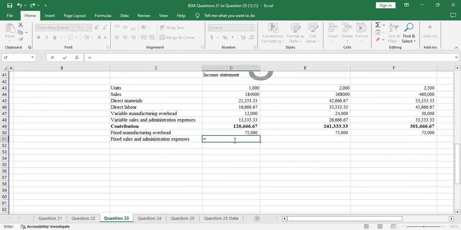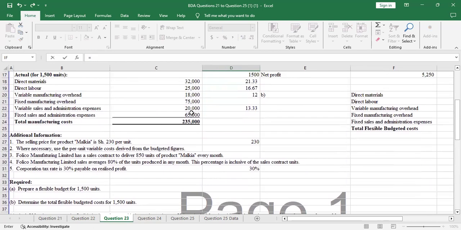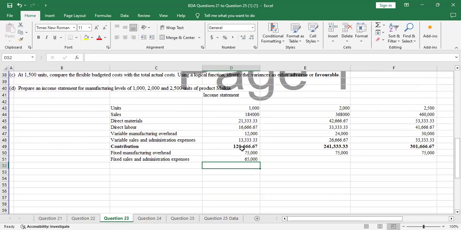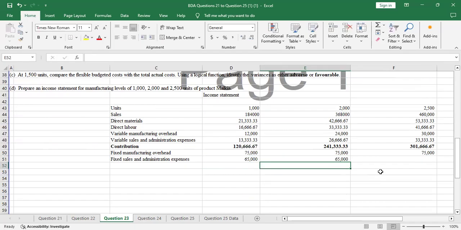For the fixed sales and administration, you do the same. It will be constant regardless of the number of units produced. It doesn't vary. So it's constant all through. It's a fixed cost. So we'll get the operating income, or let me just say profit before tax.